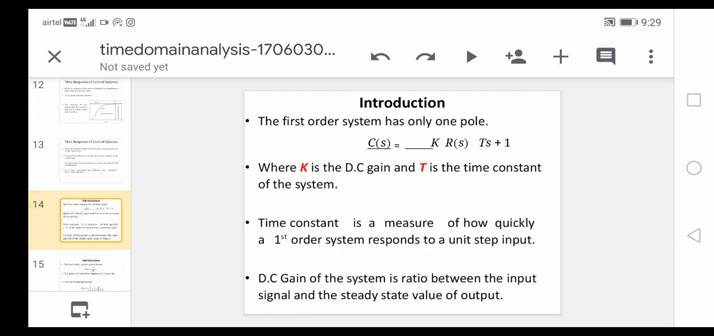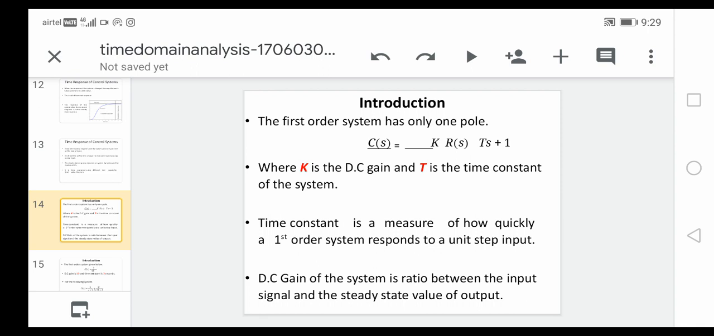For that, I am considering a first order system. As all of you know, a first order system is C of s by R of s equal to k divided by Ts plus 1, where k is the gain and T is the time constant.